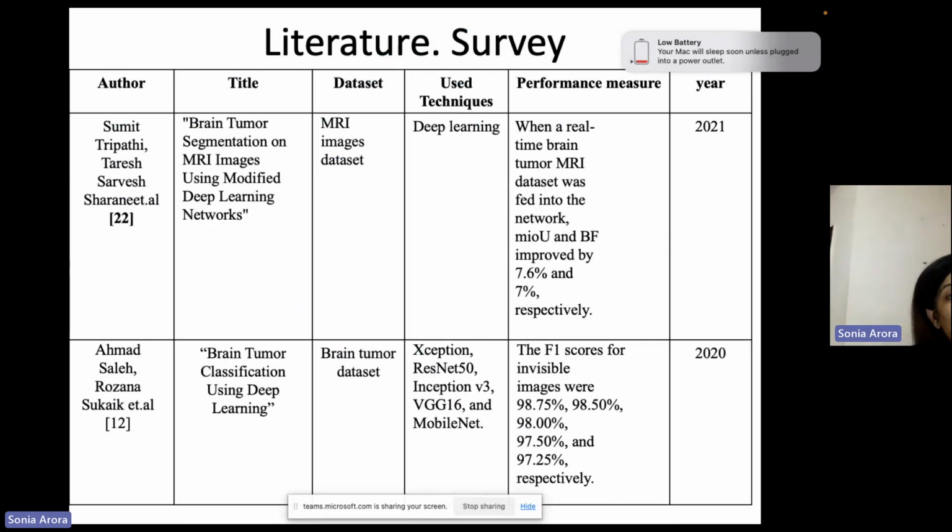Next, Sumit Tripathi worked on brain tumor segmentation on MRI images using a modified deep learning network. He used a real-time brain tumor MRI dataset, which was fed into the deep learning network, and MIOU and BF improved by 7.6 and 7 respectively.